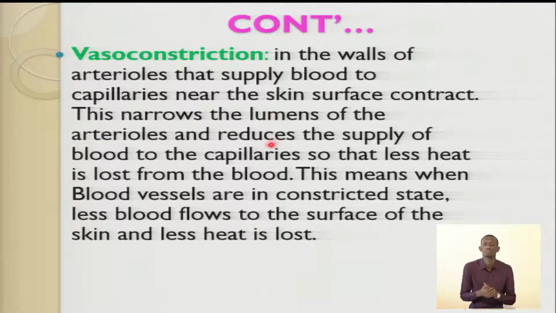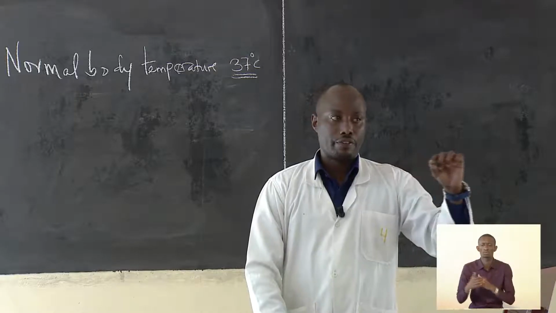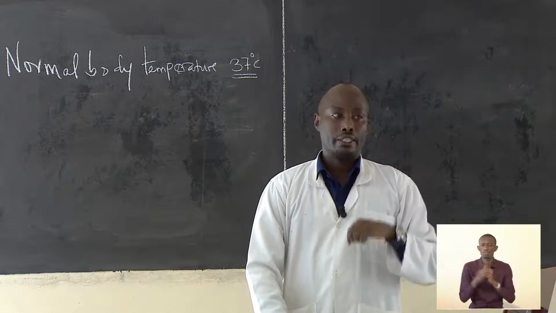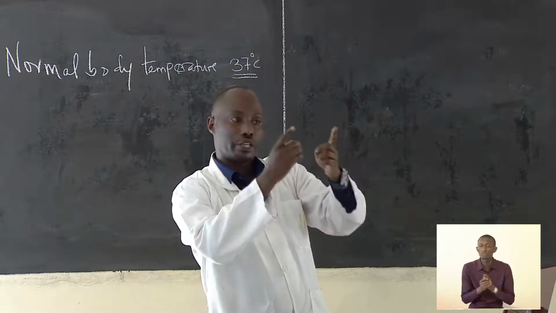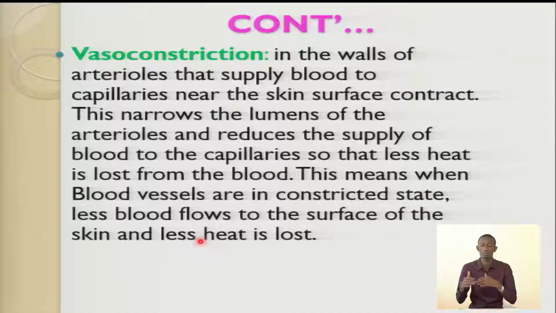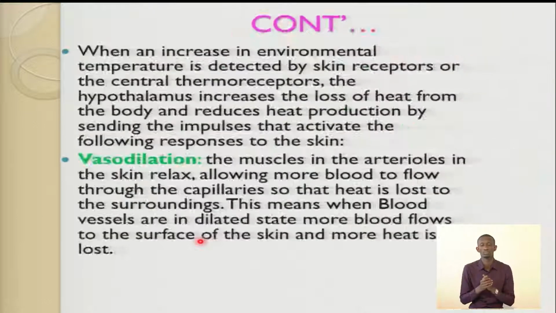So this is what we call vasoconstriction. Vasoconstriction is one of the processes of regulating body temperature by narrowing the lumen of the arterioles, and it reduces the supply of blood to the capillaries. This means that when the blood vessels are in a constricted state, less blood flows to the surface of the skin. And in that way, automatically, less heat is going to be lost from our body. So vasoconstriction in general decreases the heat loss in our body.